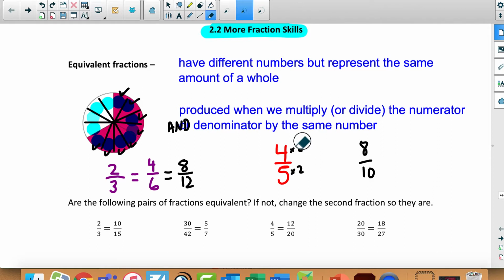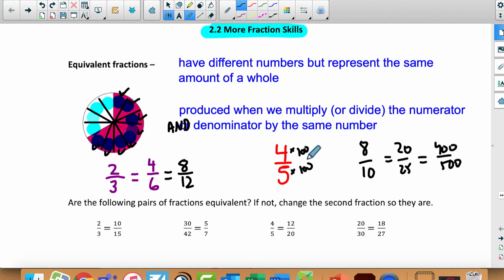What if I don't multiply by 2? What if I multiply by 3 or 4? Or, I don't know, I'll multiply by 5. I can do any number. 4 times 5 is 20. 5 times 5 is 25. So this must also be equivalent. What if I do a big number? What if instead of doing 2 or 5, I do it by 100? That'll work. 400 over 500. It doesn't matter. As long as you're multiplying by the same thing on top and bottom, you'll get an equivalent fraction.